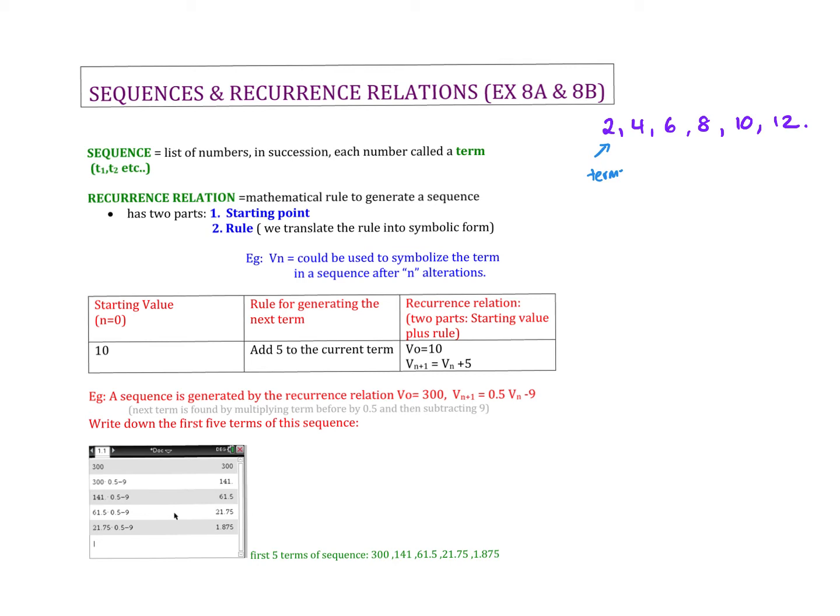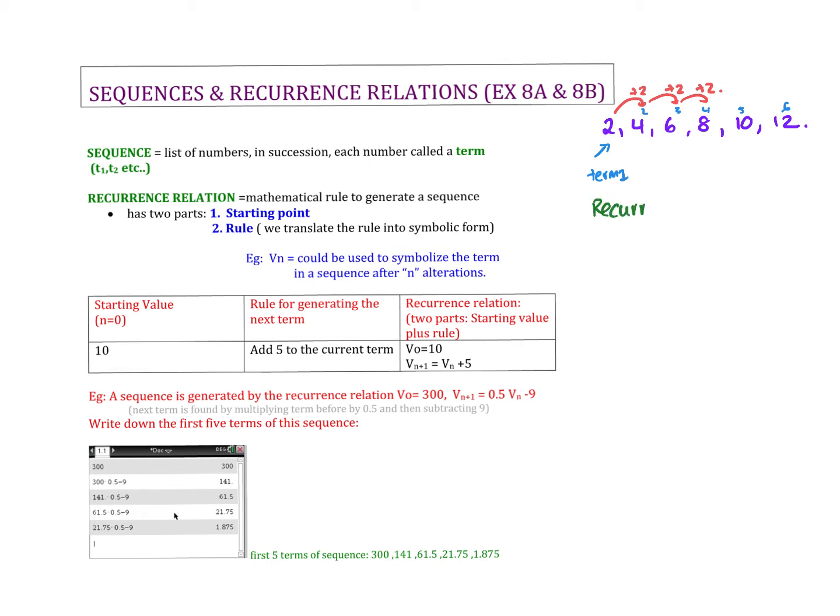So we might call this term 1, and this could be term 2, 3, 4, 5, 6, and so on, okay? So they all have a term. And now sometimes we can see in our sequence, so we can see here we're adding 2 every time. That's what's happening there. So as we said before, we've got a sequence of numbers, we could set this up in a recurrence relation.